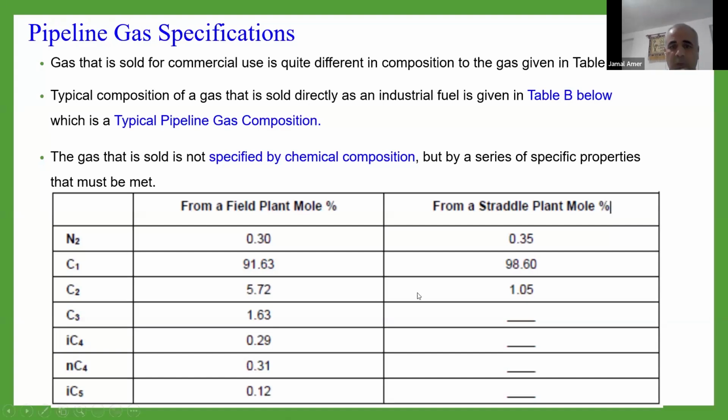Why do we have to remove this? The gas that is sold for commercial usage is quite different in composition from the gas given in table A. So the typical composition of the gas sold directly as industrial fuel, we call it industrial fuel for usage, is in table B, or typical pipeline gas compositions.